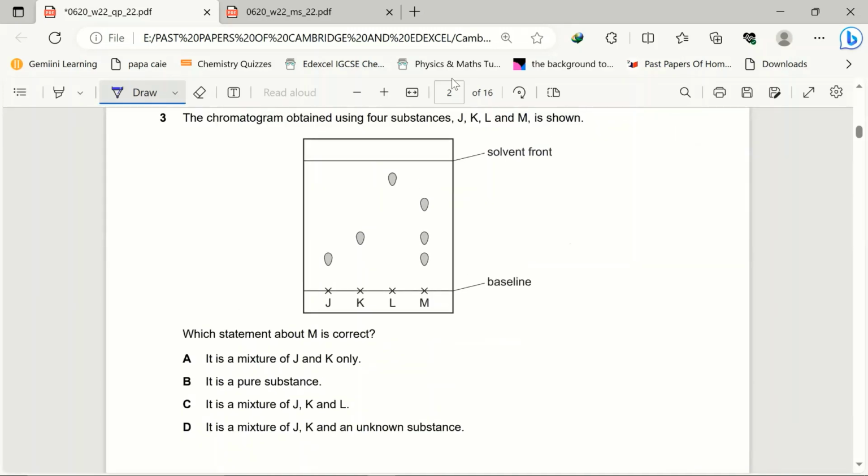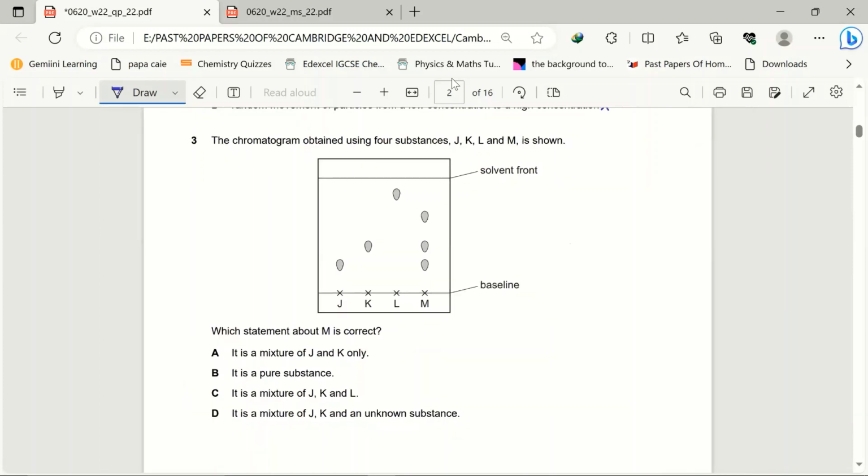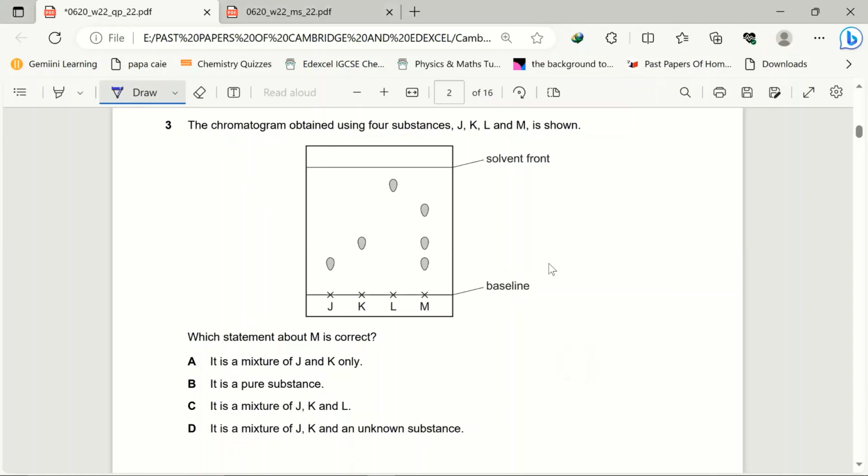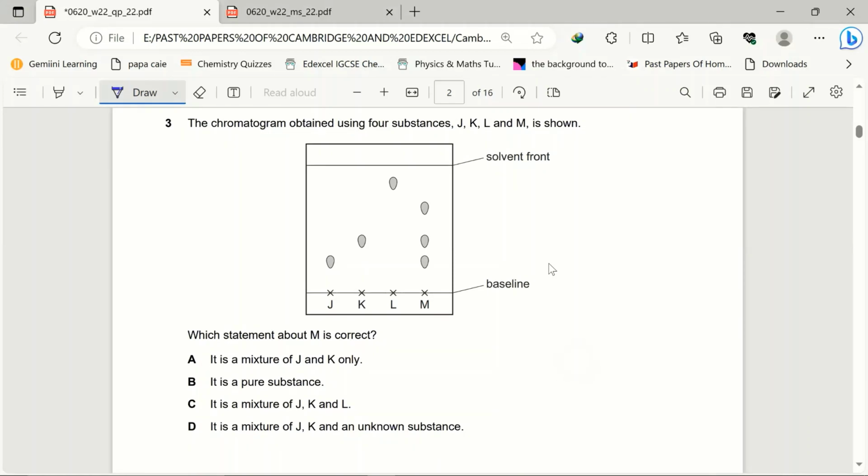Question number 3, it's chromatography. The chromatogram obtained using 4 substances J, K, L, and M is shown. So we know in chromatography, we have a chromatography paper. Then we take a baseline or pencil line. It's the same synonymous term you will get in your book. Pencil line, baseline, or starting line. This is also correct, starting line.